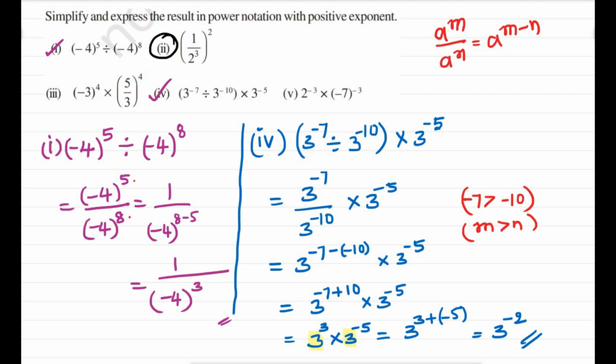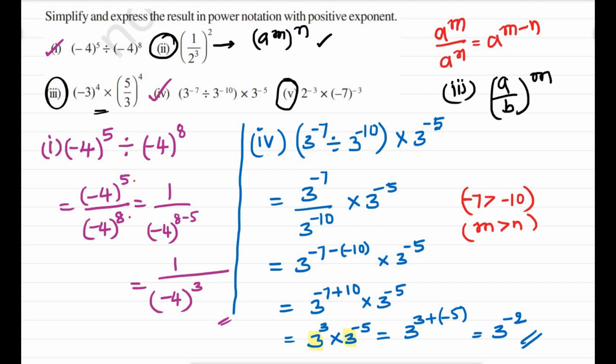What about the second problem, the third, and I left number 5 for you. Solve these problems. I'll give a hint for the second one: use the rule a power m whole power n. For number 3, you better use the rule a by b whole power m. And for number 5, use the negative exponent rule, a power minus m. Using those rules, solve this as homework.